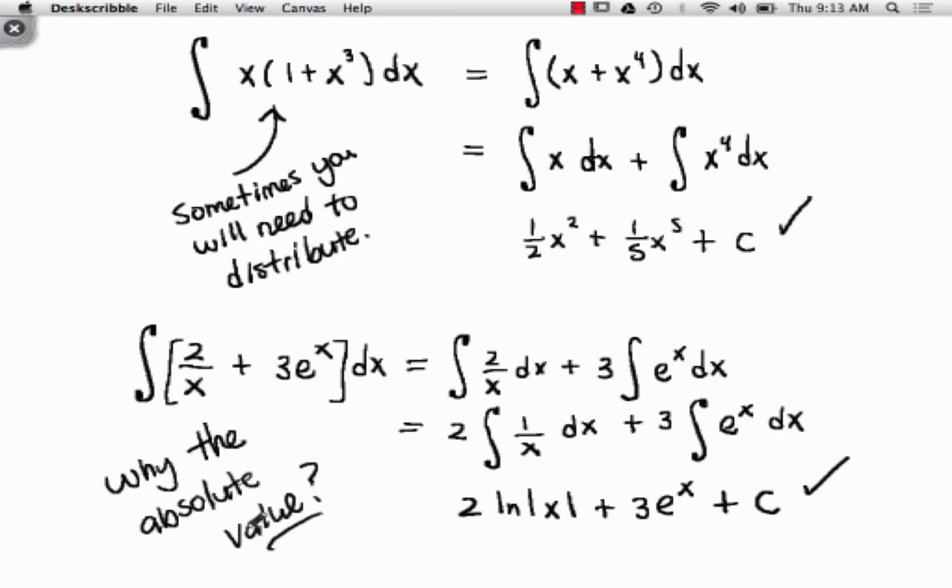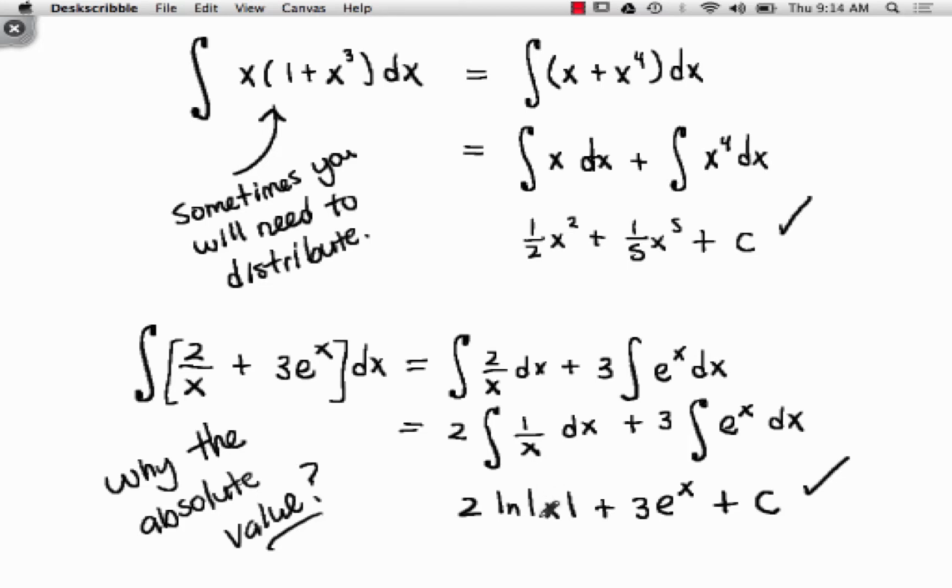Why the absolute value? The answer is this. Right here, Carrie, do you see 2 over x? You are allowed to put negative numbers into this expression right here. So if you anti-differentiate, you should also still be allowed to put negative numbers into the antiderivative. If you don't have the absolute value, that becomes a problem. So it's undefined.